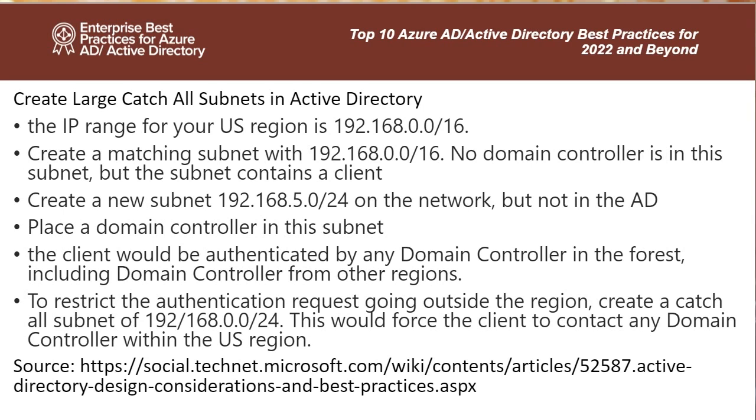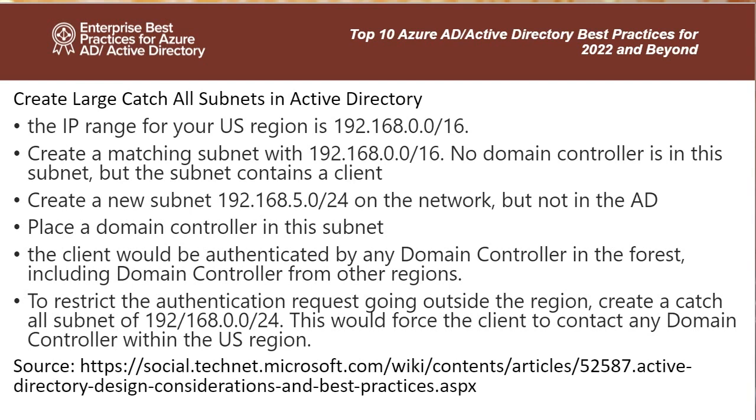I mentioned a moment ago that I would give you an example of why it's important to define subnets in the Active Directory. Here's that example, and this came directly from Microsoft. This isn't something I made up for the purposes of this presentation, but it's kind of a thought exercise. Imagine that you've got a network that spans multiple regions. Within the U.S., you have a couple of different IP ranges, but the main IP range for your U.S. region is 192.168.0.0/16. So you've got a 16-bit subnet in the 192.168 range.